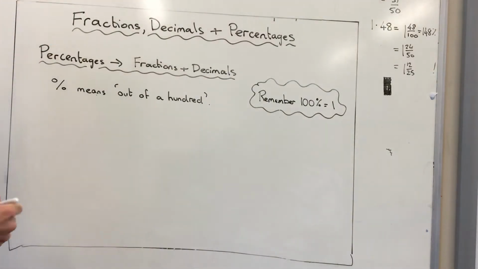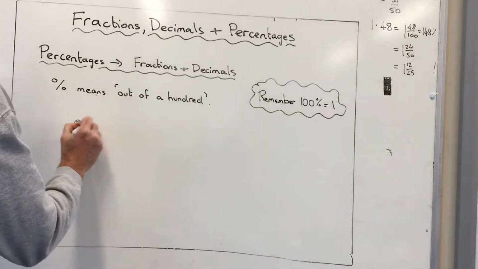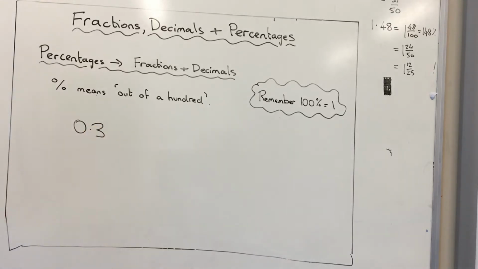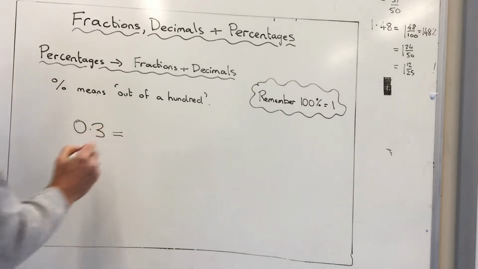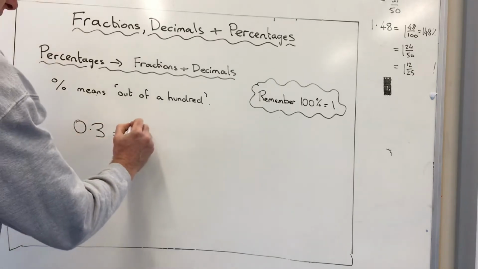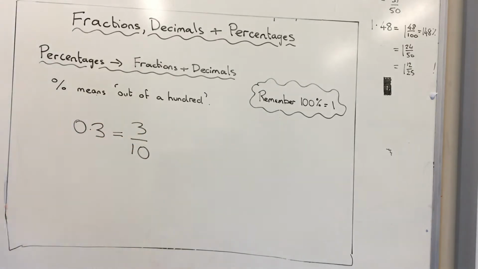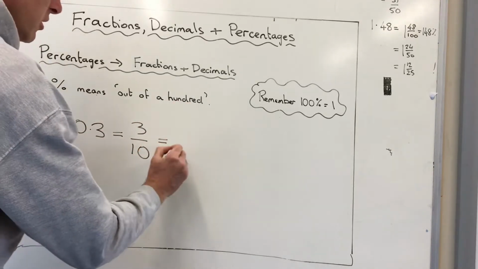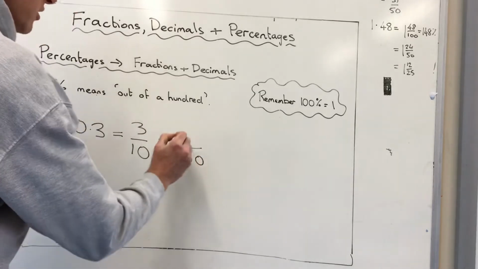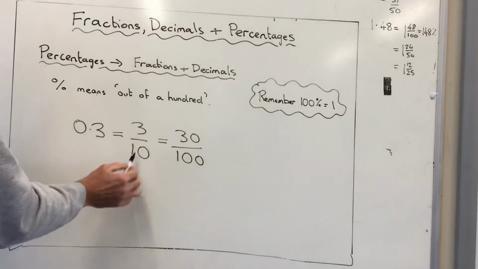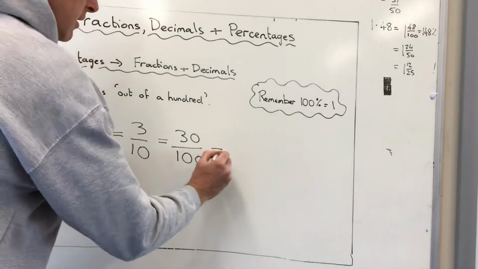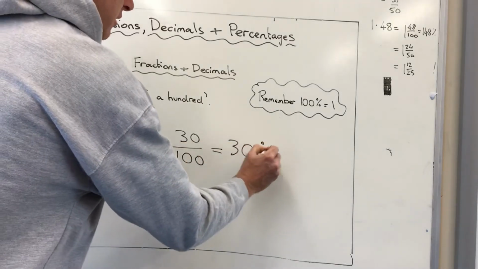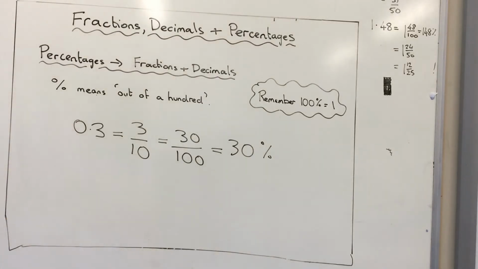So let's say we start with a decimal, 0.3, very simple for the fraction, it's in the tenths column. There you go, that's our fraction. And if we want to make that into a percentage, well, remember, percent means out of 100, so if we can make an equivalent fraction out of 100, multiply both top and bottom by 10, 30 out of 100 is 30%. Simple as that.